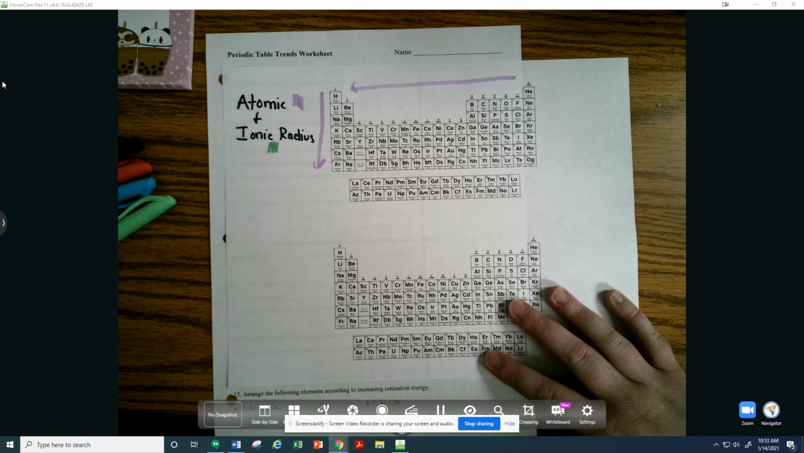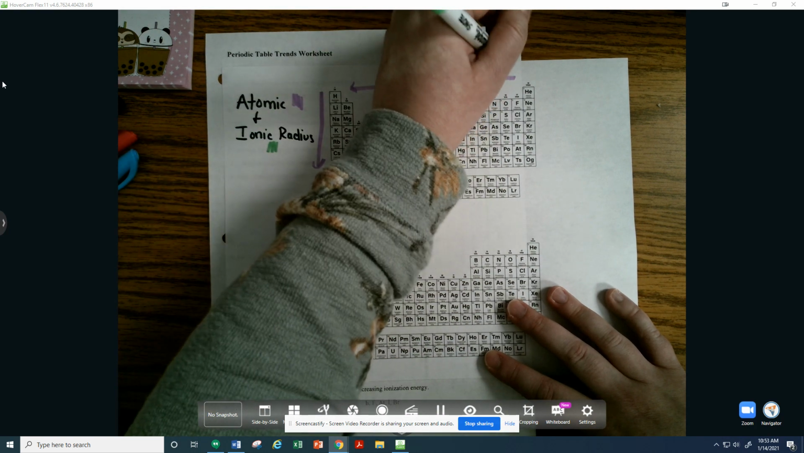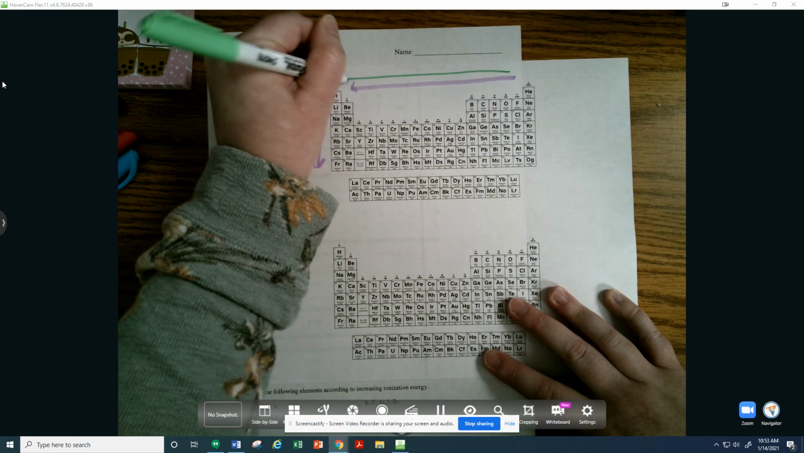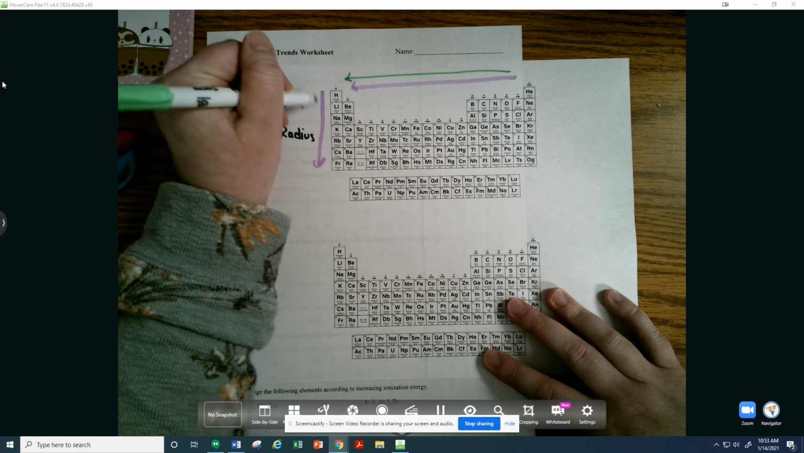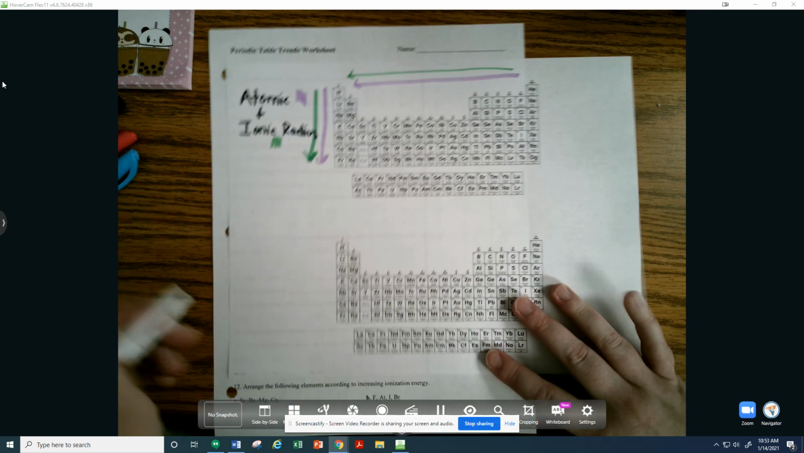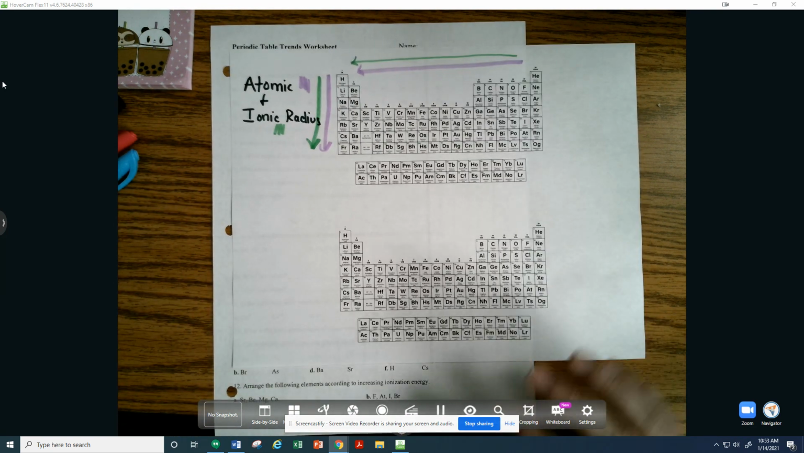Ionic radius essentially works the same, that an ion found to the left and down is also going to be bigger in size. So those follow the same trend, which is handy.